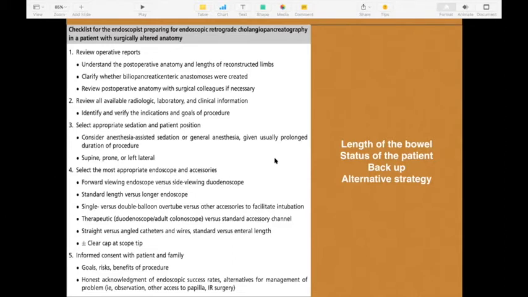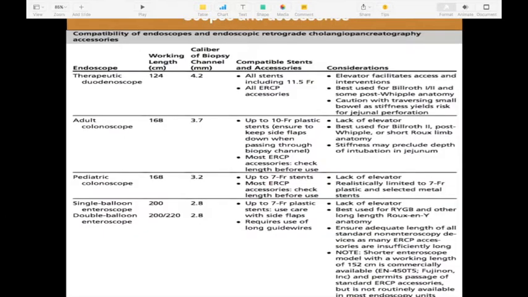So the key point which we should be focusing is, one is what is the length of the bowel which we are going to attempt, status of the patient at the time, whether it's in cholangitis, or patient is sick, or patient is stable and undergoes the procedure. There should always be a backup strategy in the mind, and there should be always another strategy, like a radiologist should be involved, or a surgeon should be ready if we fail with the procedure, or there's a complication. So these are the scopes and accessories.